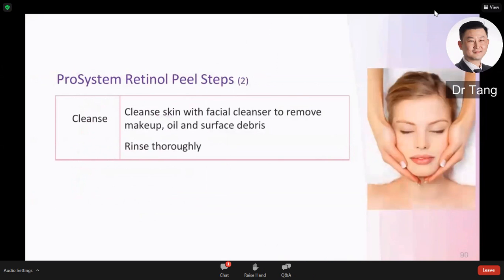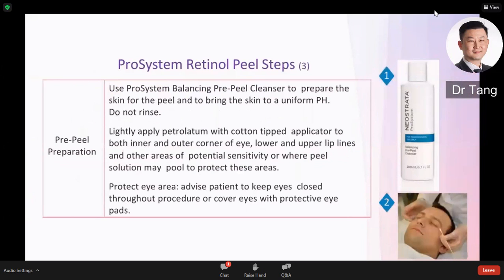Step 1 is cleansing. We need to clean the skin with facial cleanser to remove makeup, oil, and surface debris, and then rinse thoroughly with water. This is then followed by pre-peel preparation. We may choose to use Pro System Balancing Pre-Peel Cleanser to prepare the skin for the peel and to bring the skin to a uniform pH. However, do not rinse after application of the pre-peel cleanser.